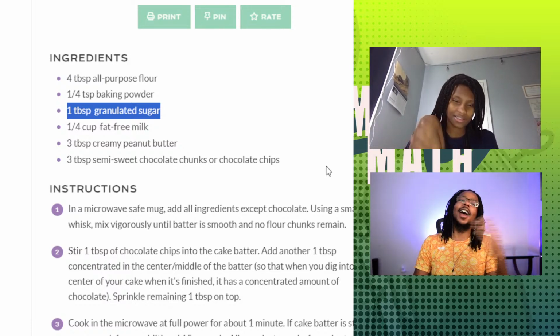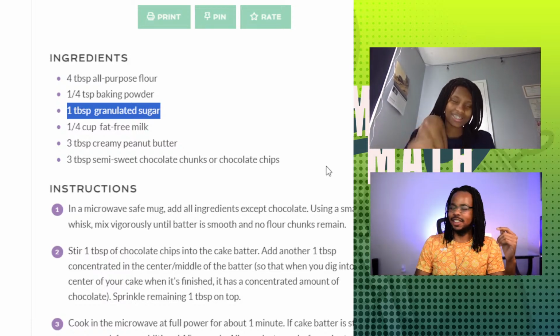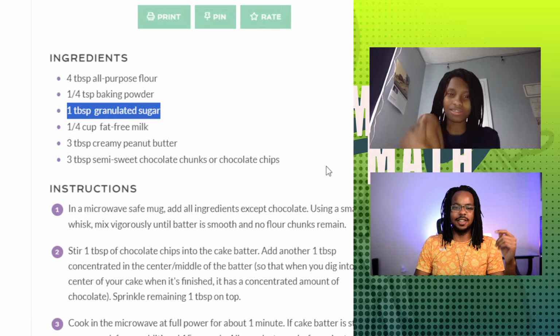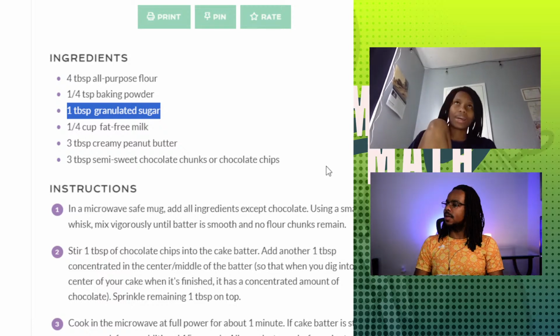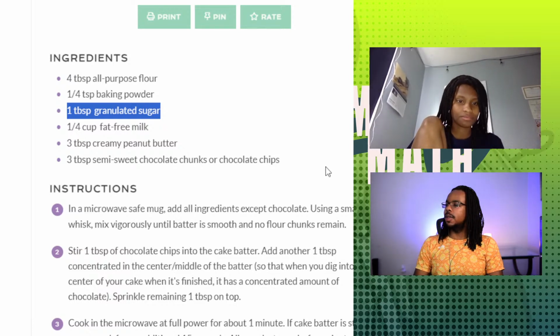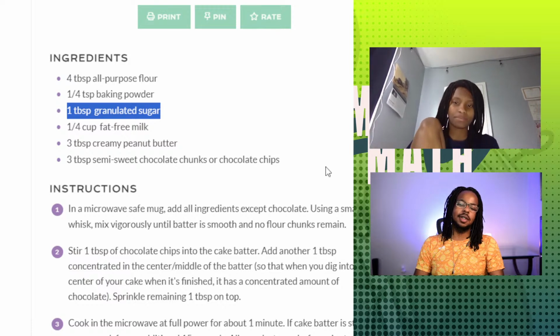Perfect. Okay, now it's 1/4 of a cup. All right, 1/4 of a cup would be 2 ounces. But what's that in milliliters? There we go. 60 milliliters. Excellent.